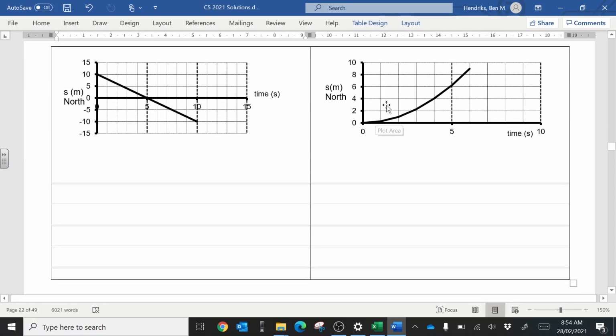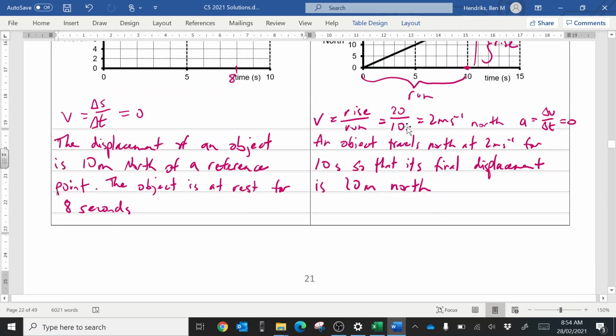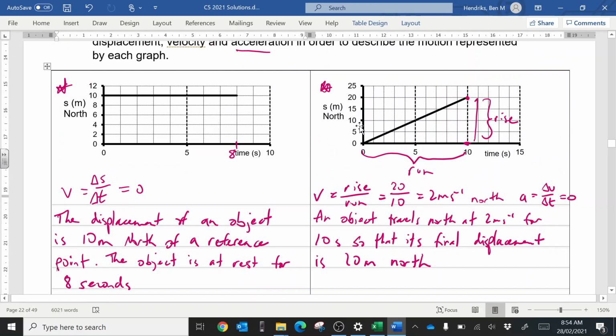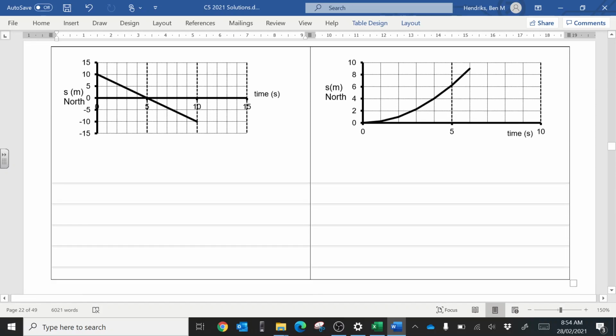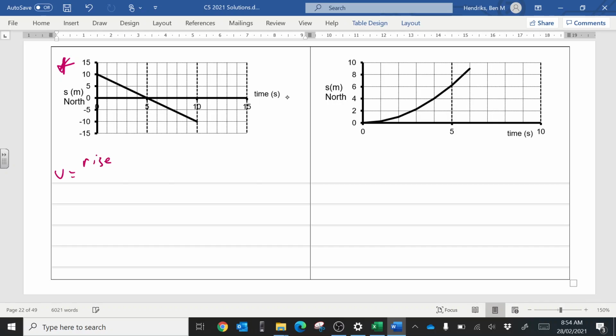Okay, so notice in the last example, we had a positive gradient, which meant we had a positive velocity, so it was traveling north. In this example here, we have a negative gradient, so we're going to have a negative velocity, and in this case, a negative velocity is equivalent to a velocity in the southerly direction. So we're doing this graph here. We can start by calculating v, which is the rise over run.